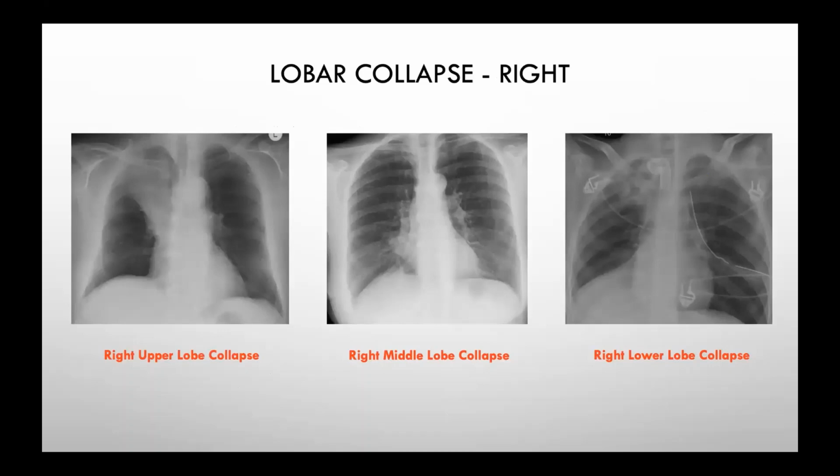I'll briefly touch on lobar collapses because these can be really subtle. So right upper lobe collapse presents like a wedge-shaped triangle at the top of the right lung, and it can be really, really subtle. So sometimes all you'll see is that raised right hemidiaphragm compared to the left, and just a really small triangle.